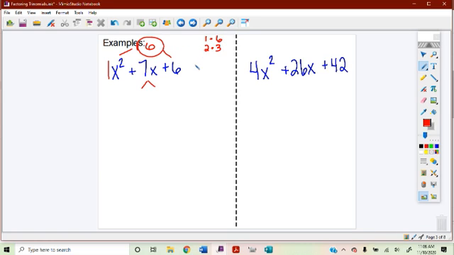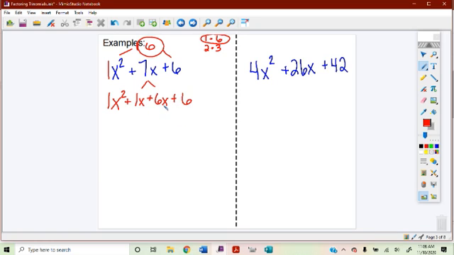Let me see which one of those I can also add to get 7. 1 plus 6 is 7. So these are the 2 numbers that I'm going to split my 7x into. So 7x can be split into 1x and 6x, because 1x plus 6x would give me 7x. I'm just taking that middle term and splitting it back into 2 as if it were still in the box with the 4 terms together. I've only split this one, which means this term still exists and so does this one. I'm just going to bring those down. So 1x squared plus, and then plus 6.